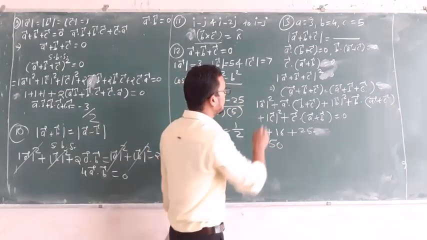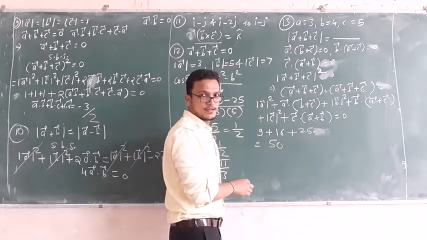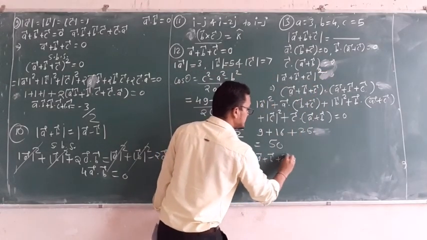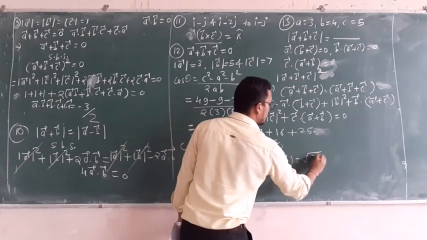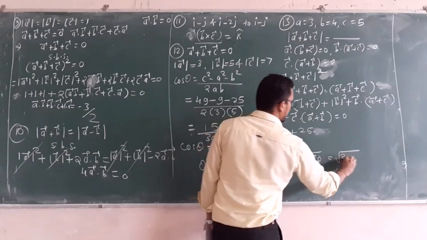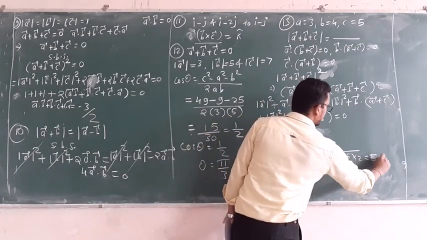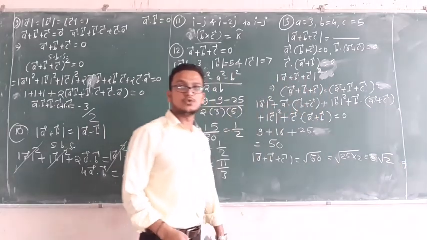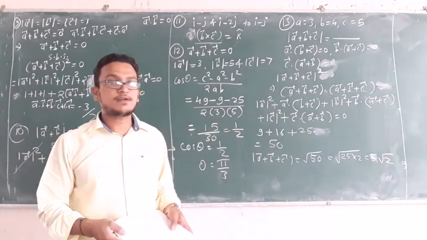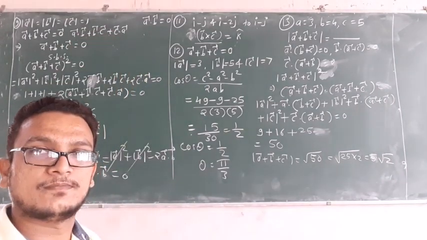But this is the value of what? Magnitude of A plus B plus C whole square. Then what is the value of magnitude of A plus B plus C? It is root of 50, and this can be written as how much? 25 into 2, which is equals to 5 root 2. So option A will be correct for this. Okay, so pause the video to note it down.